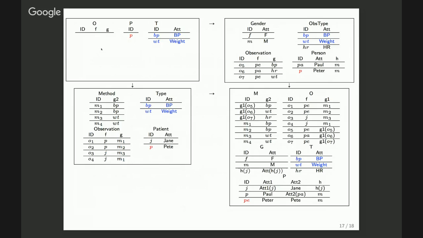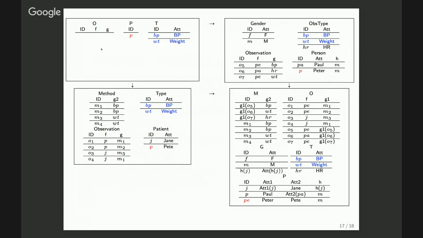So here, this also has gender information, male and female. It has 2 persons, Paul and Peter, and 3 types of observations: blood pressure, weight, and heart rate. So those are the inputs in the lower left and in the upper right. And in the upper left is an overlap instance that we have to give to do our integration.